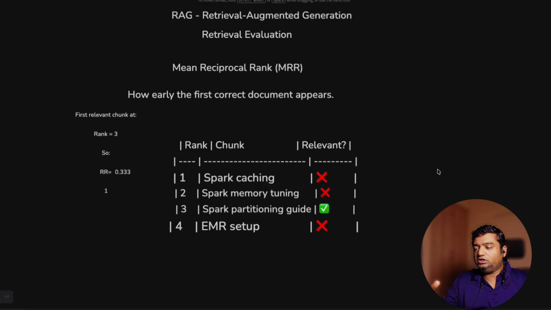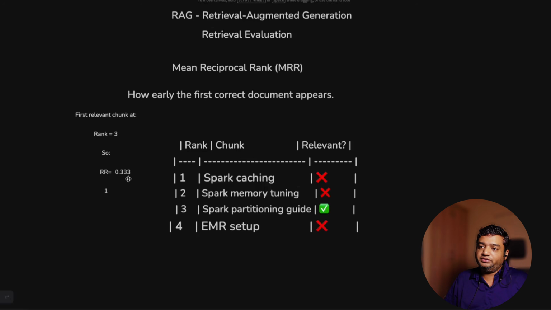For example, you are asking a question about the Spark partitioning guide. You're asking about Spark partitioning and you get chunks. The answer is there in a chunk, but you have to see at what level it is. The first correct answer is at the third level. That's the important thing to look at. For example, if you are getting two correct answers, third and fourth, you have to consider the first one, the answer which comes first. So the third one is the first in this case.